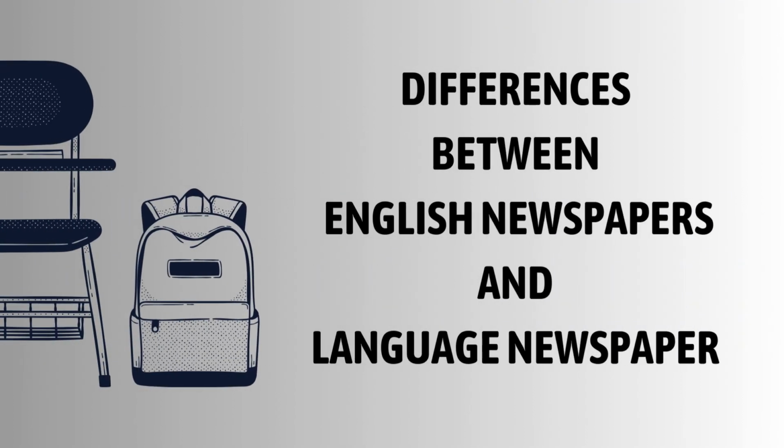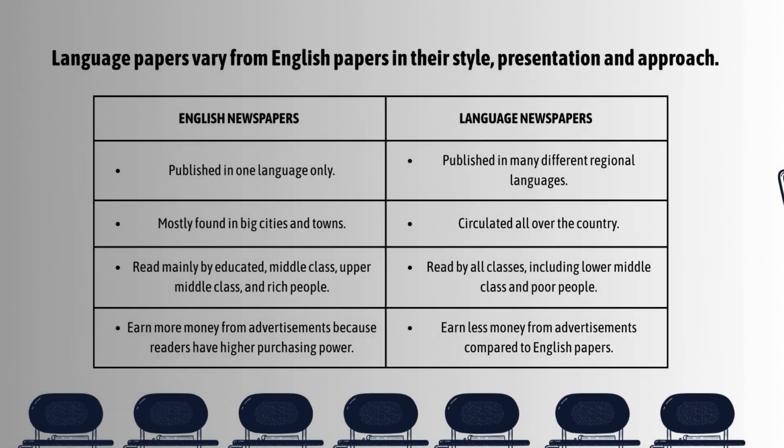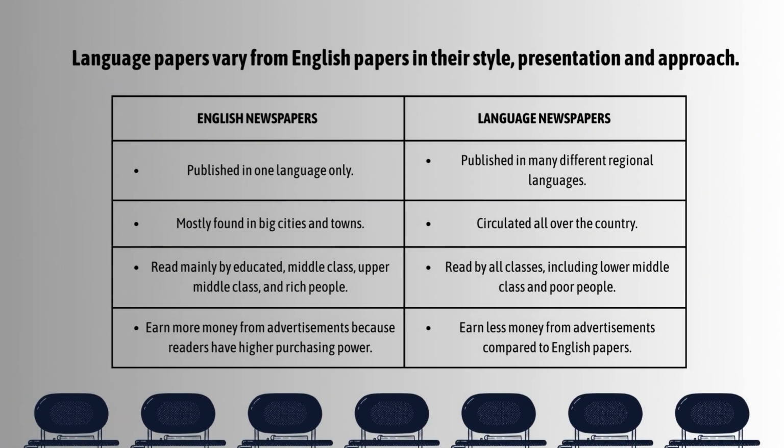Differences between English newspapers and language newspapers. Language papers vary from English papers in their style, presentation and approach. First, English newspapers. Published in one language only. Mostly found in big cities and towns. Read mainly by educated, middle class, upper middle class, and rich people. Earn more money from advertisements because readers have higher purchasing power.